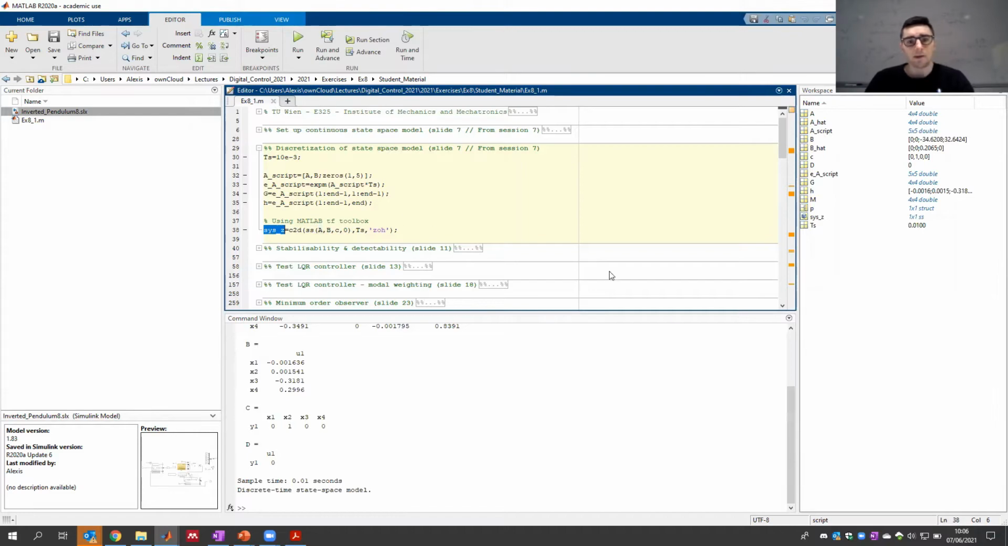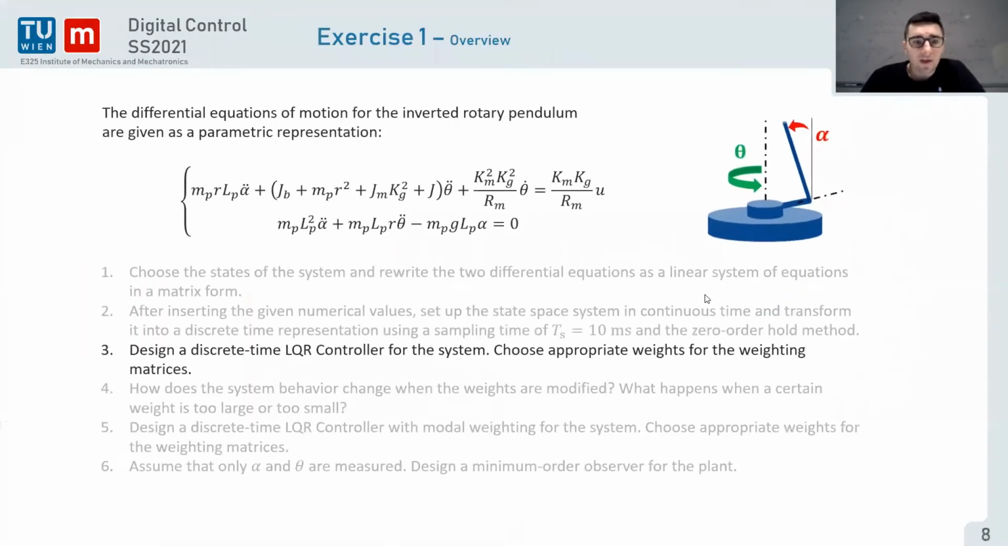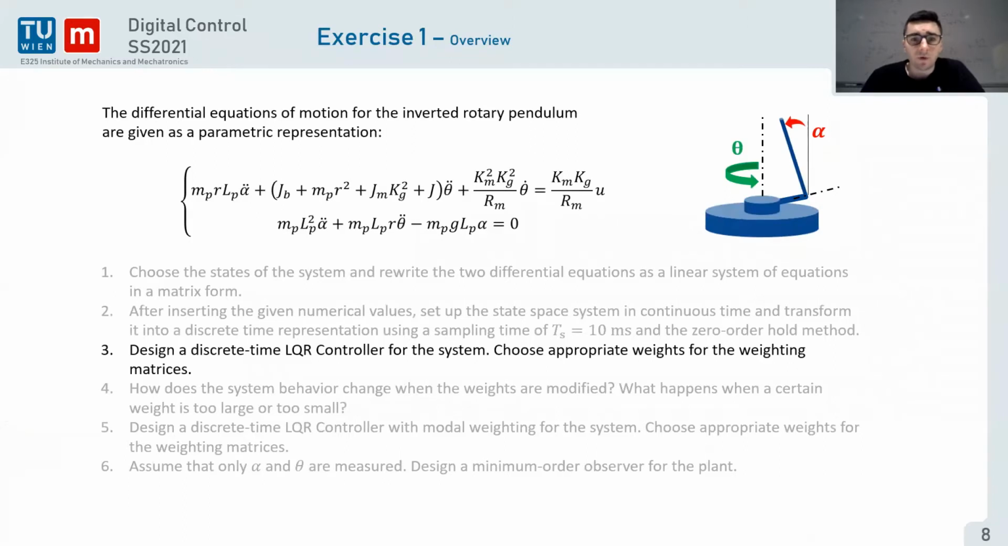Perfect. Now the idea is to look at designing a discrete time LQR controller. Once again, the input is the motor voltage, and the motor is driving the theta angle, making the full structure rotate around the theta axis, and we want alpha to stay at 0 and theta to go to a dedicated position. The system is of course unstable, so the LQR controller should stabilize the system.